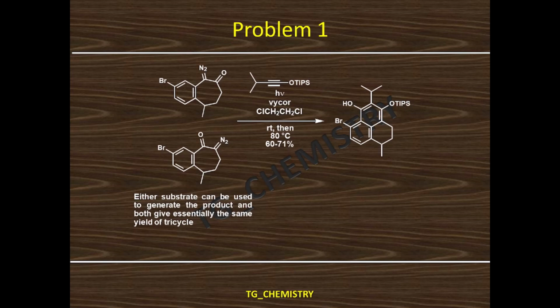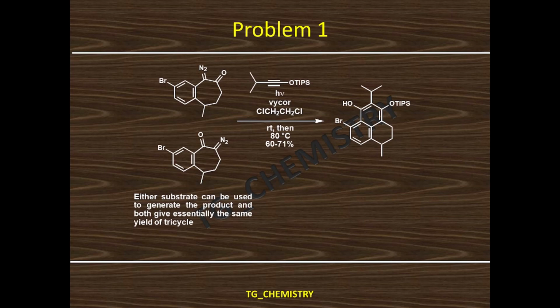So next I'll be talking about the first problem, and this includes the reaction of a benzo-fused diazoketone. When this reacts with the alkyne substituted with a triisopropyl silyloxy group on one side, and another part of the alkyne substituted with the isopropyl group, under photochemical irradiation using a Vycor glass vessel and dichloroethane, first the reaction proceeds at room temperature, and then the temperature is increased to 80 degrees centigrade, eventually leading to the dihydrophenylene compound.